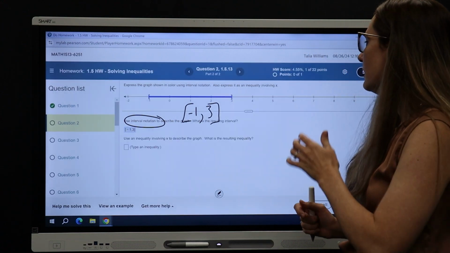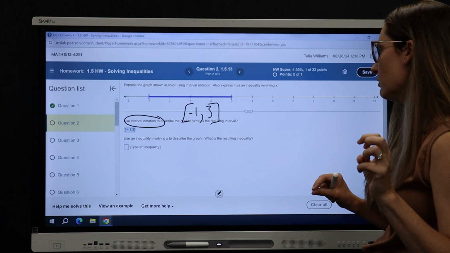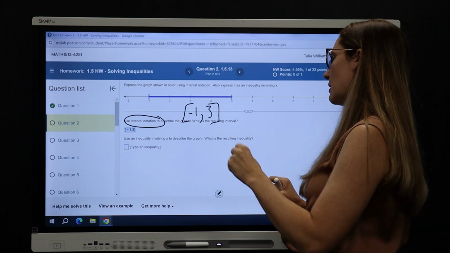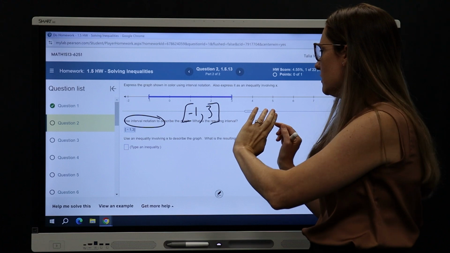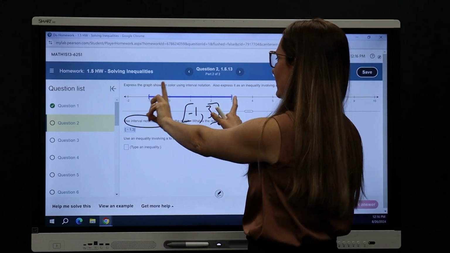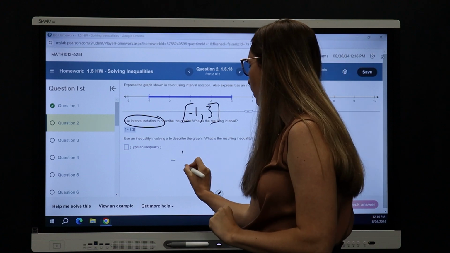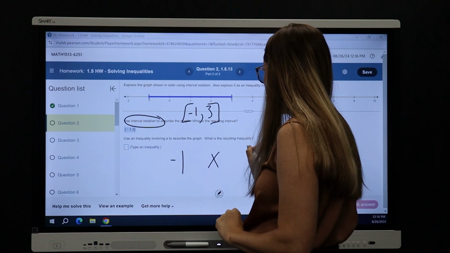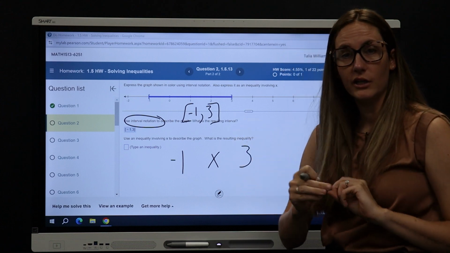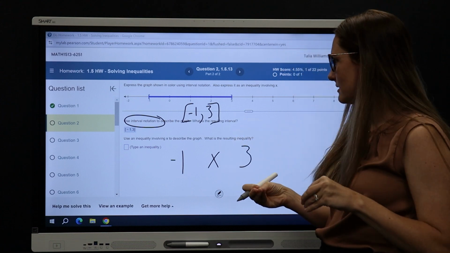Okay. Now it wants us to use an inequality involving x to describe the graph. So our x is between these two values, and that's exactly how we're going to write it. I'm going to have -1, x, and 3. Now our inequalities are less than or greater than signs.